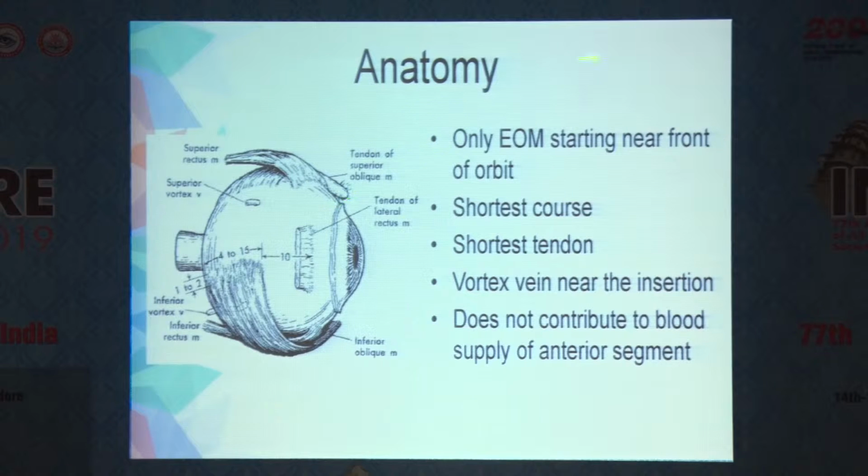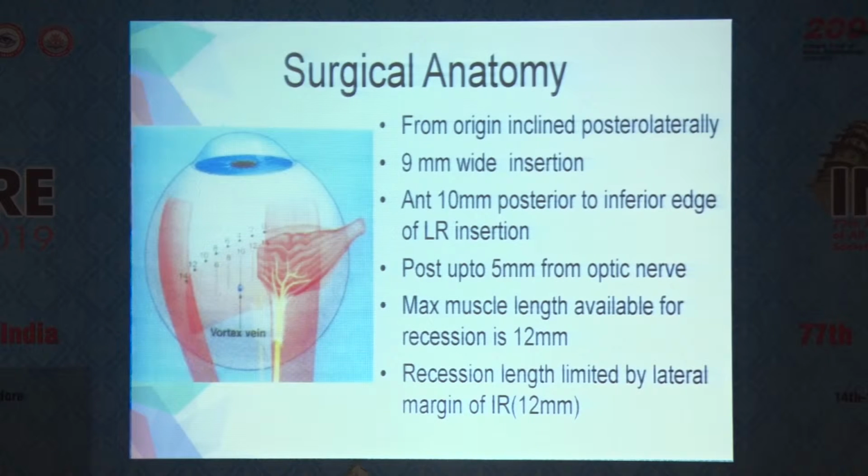So basic anatomy we should know whenever we are dealing with the inferior oblique muscle. We know that it is the only extraocular muscle which starts near the front of the orbit. It has the shortest course, shortest tendon to almost nil tendon. Vortex veins are nearby, and they are very close to the insertion, and also the insertion is very close to the macula, and it does not contribute to the blood supply of the anterior segment. So you can very well do it along with two rectus muscles surgery.